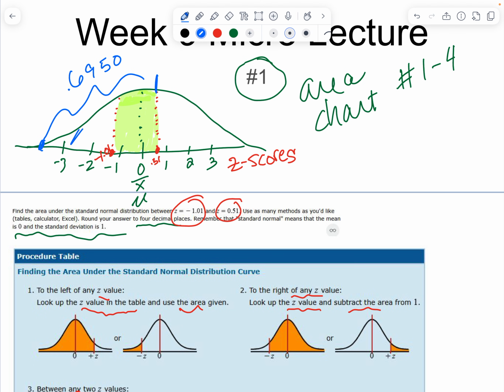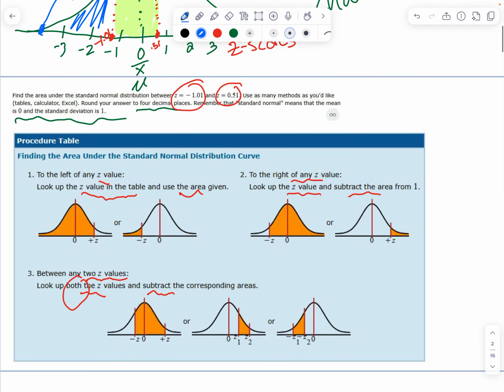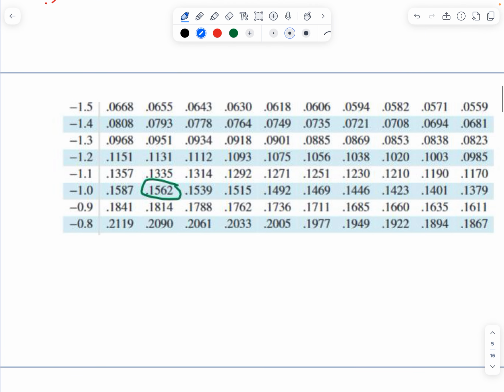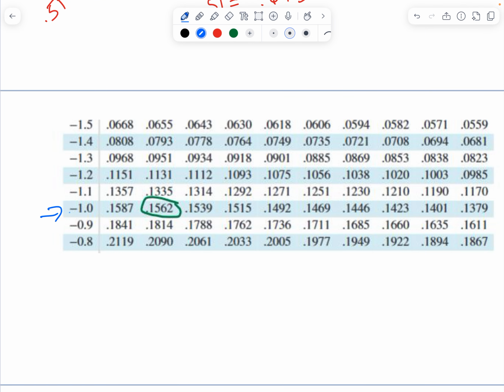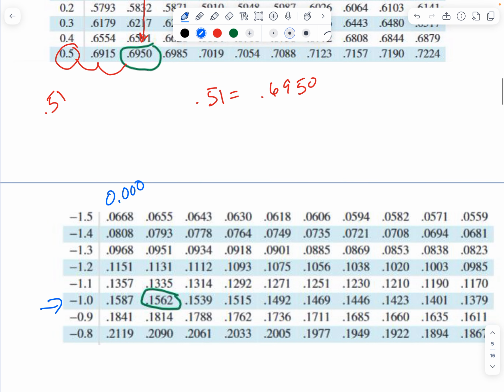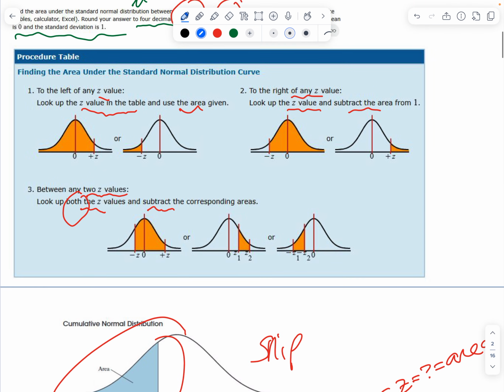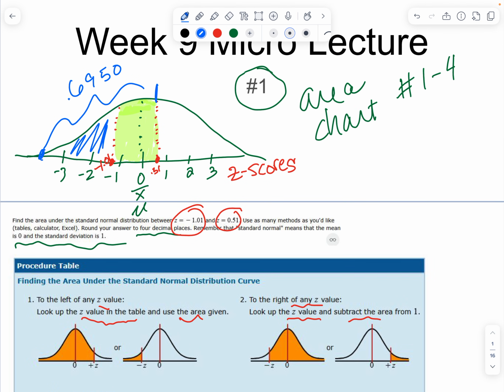Now we want to find the area in here. So let's go find 1.01. So I'm going to come down to the snip for 1.01. All right, and it's negative. So negative 1, remember this is 0.00, 0.01. So if we come together, we come to 0.1562. This is negative 1.01. So that area is 0.1562. So what is that? That is from here to here, 0.1562. Okay, so if we want to know what's going on in here, in the centerpiece here.